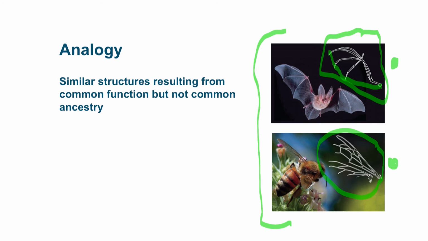And insects are not vertebrates like the bat is. And so the wings of a bat and a bee are analogous structures. They look similar because they're both for the purpose of flying, but they have a very different ancestry and they have a different embryological origin. So be sure to check your readings if you need more information about the difference between homology and analogy.